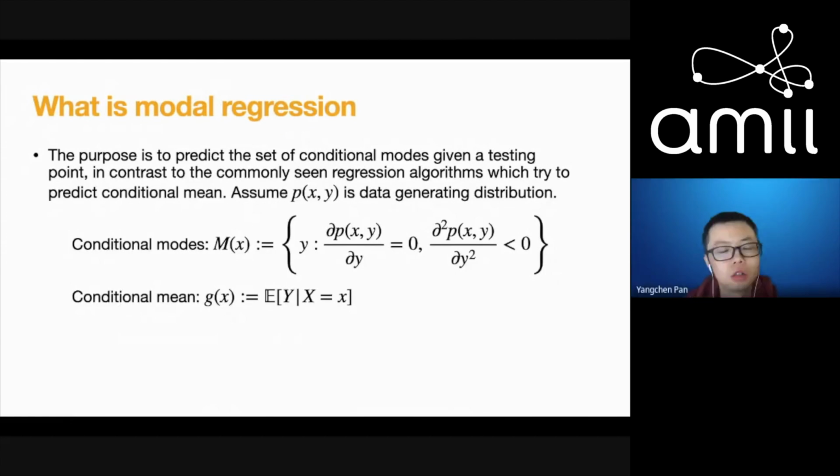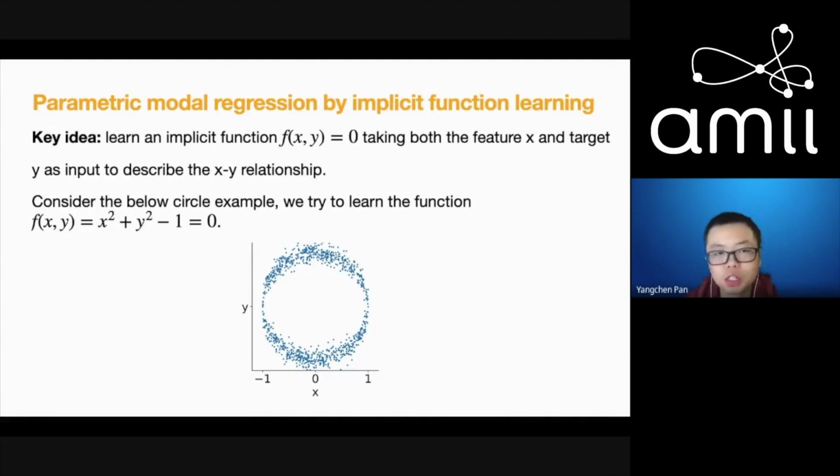Thank you. So our key idea is to learn an implicit function in the form of f(x, y) = 0. You can see that this function takes both the input feature x and the target variable y as input to describe the xy relationship. We can consider the circle example again. We know that the circle can be expressed as an implicit function x squared plus y squared minus 1 equal to 0. So our idea is to try to approximate such an implicit function.